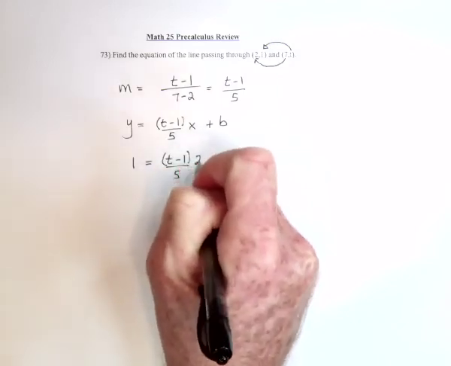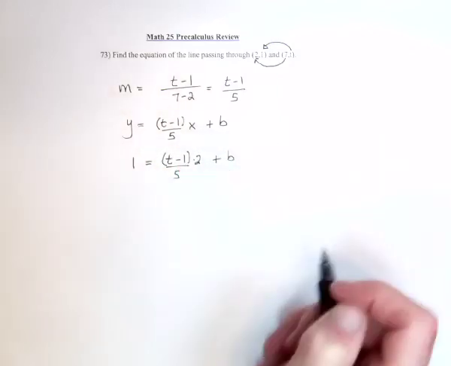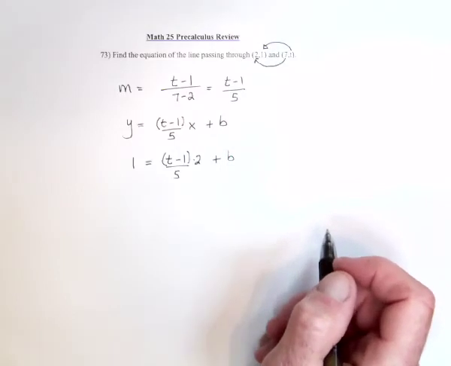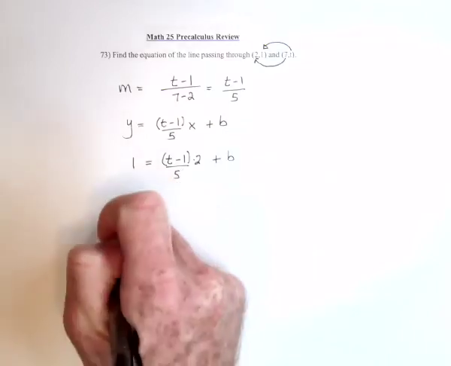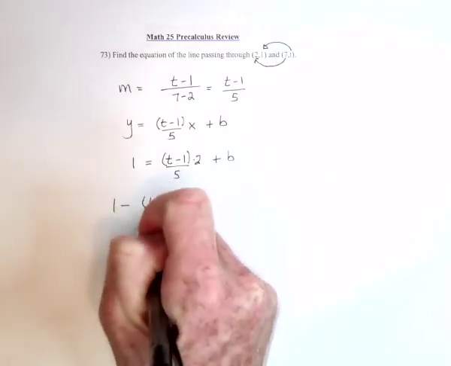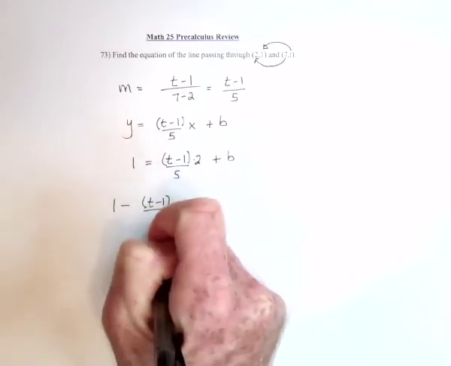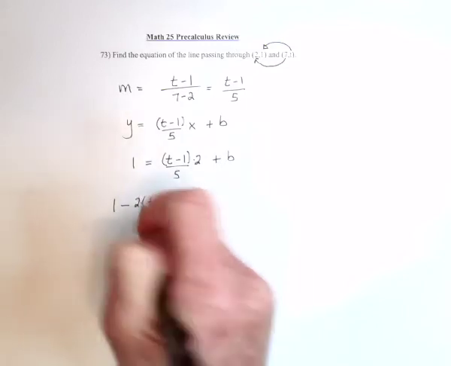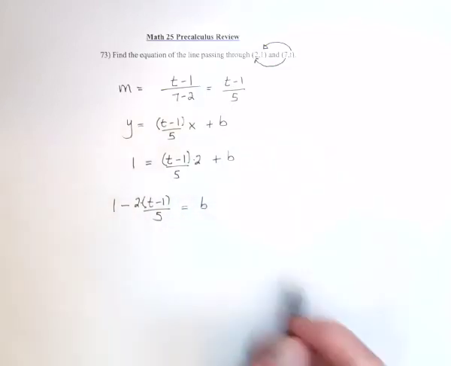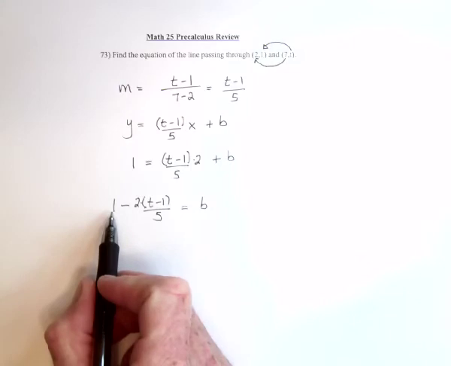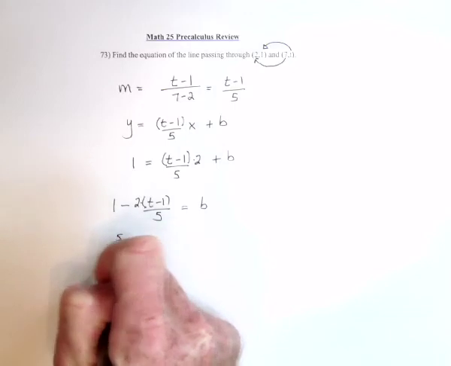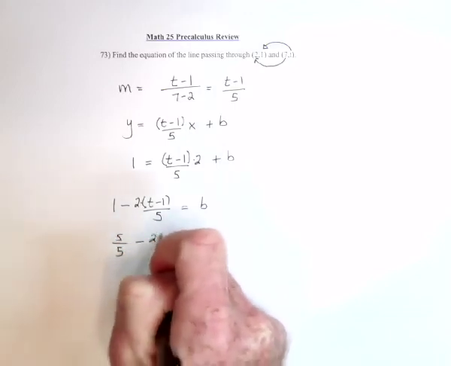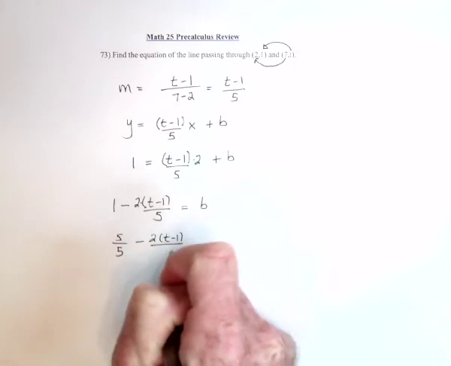So x is a 2, and then we need to solve for b. So this object right here we'll need to subtract from both sides. So we'd have 1 minus that fraction t minus 1 over 5, and I'll put the 2 in front. And next we need a common denominator. This is going to be 5 over 5 since our denominator is 5. So we'd have 5 over 5 minus 2 and then t minus 1 over 5.